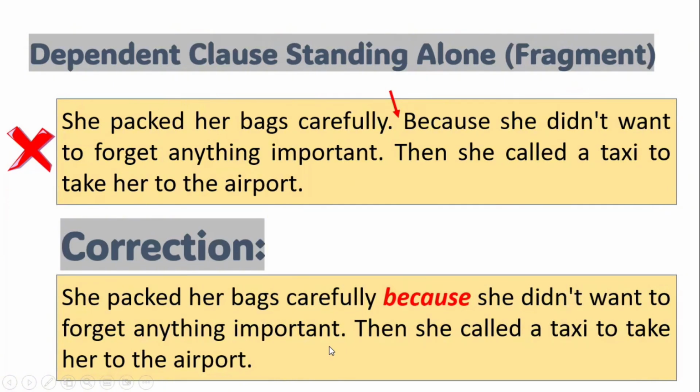Can I also start with the word because? Yes, it's possible. You can say, because she didn't want to forget anything important, then a comma, and then I will put this one. She packed her bags carefully. Because this sentence is a dependent clause, it depends on this one in order to have the complete meaning in the sentence.